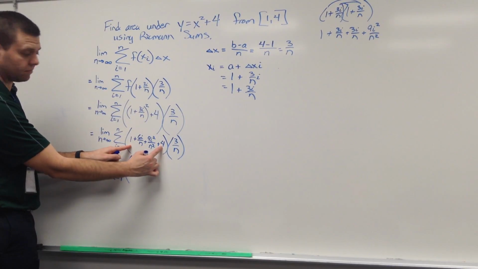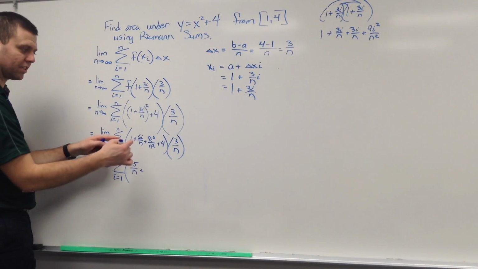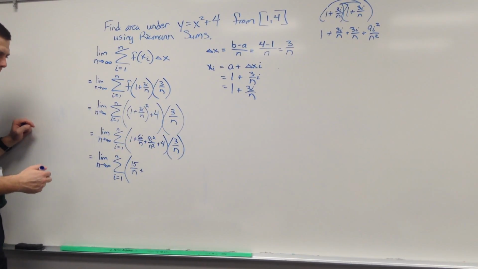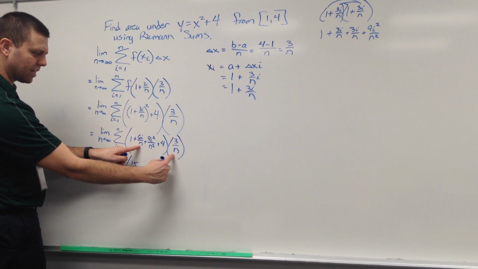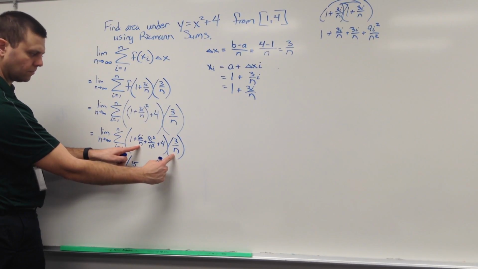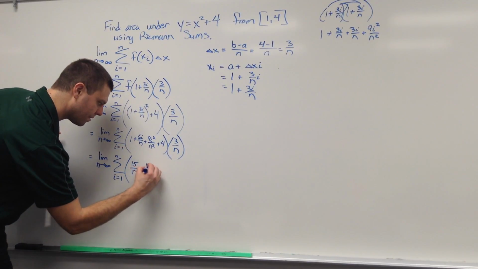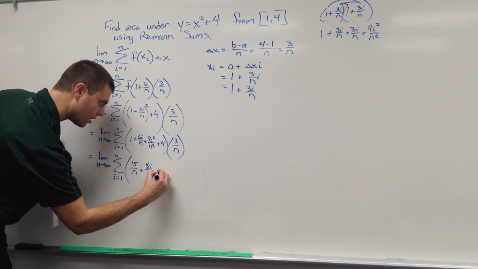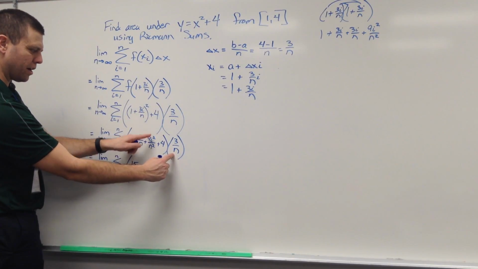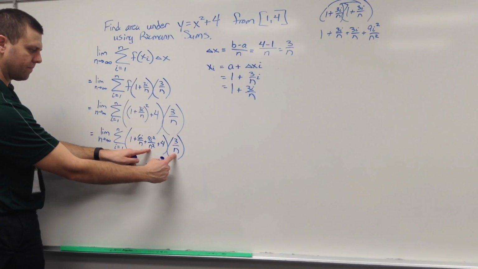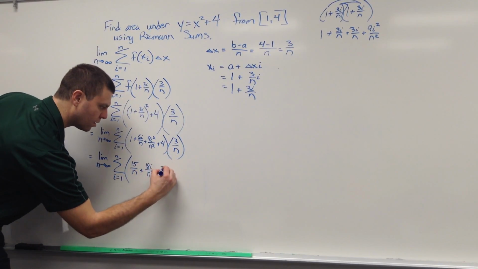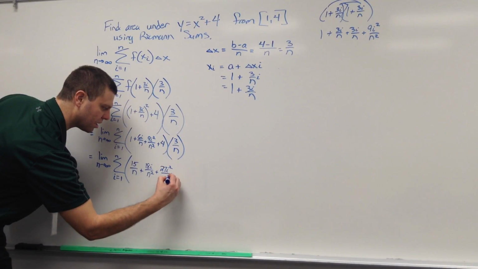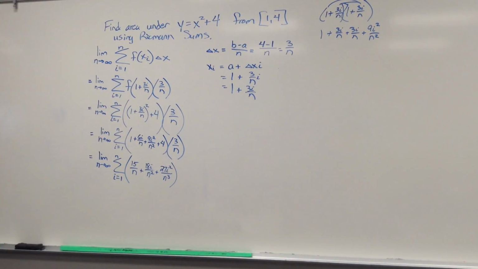Again, 5 times 3 over n would be 15 over n, because 5 times 3 is 15 and it's just over the n. What's 6i over n times 3 over n? 18i over n squared. And then what's 9i squared over n squared times 3 over n? 27i squared over n cubed. Good. You can make them all one fraction if you want to, but I'm going to separate them because I think it's easier to do the sums that way.